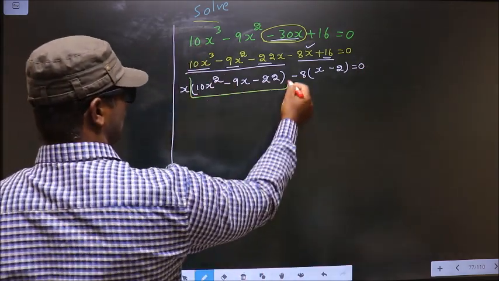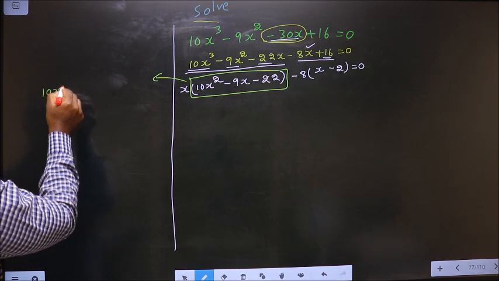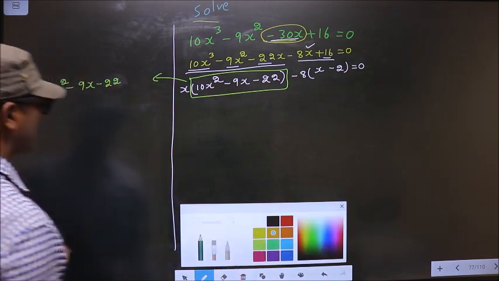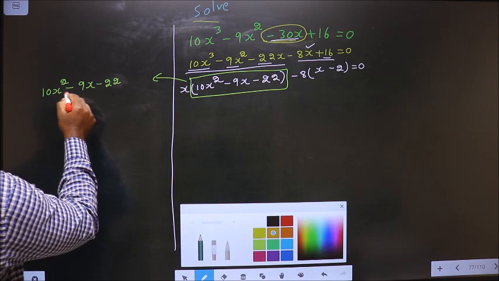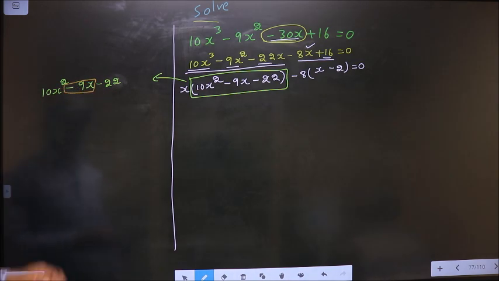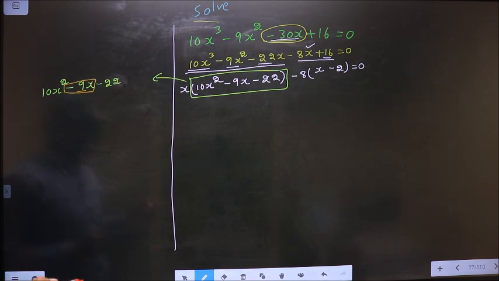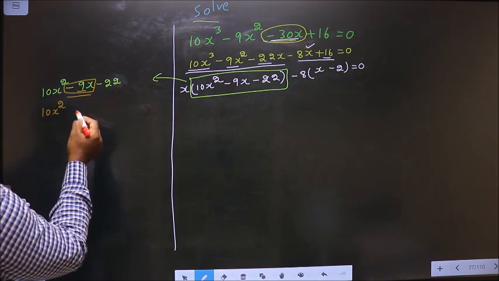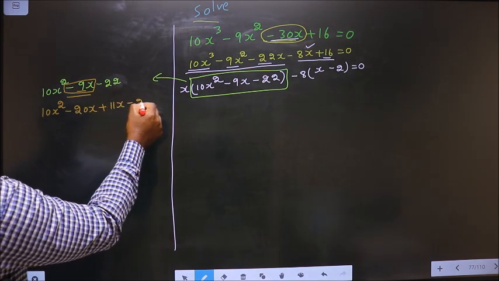Now I got quadratic. I will factorize this quadratic here, that is 10x square minus 9x minus 22. To factorize this quadratic, we should change the middle term, that is minus 9x. 10 into 22 is 220. We should get 9 here. So 20 into 11 is 220, 20 minus 11 is 9. So now, in place of minus 9x, I write minus 20x plus 11x minus 22.